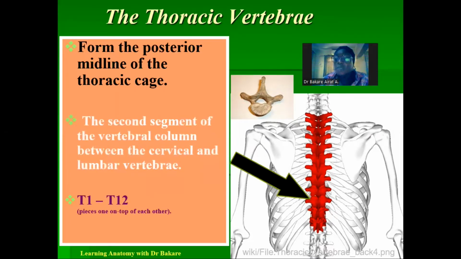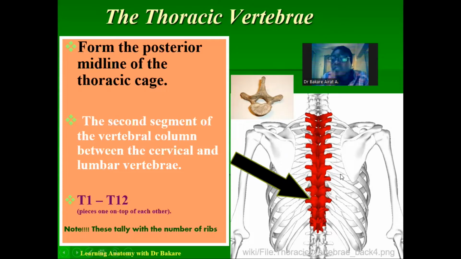All in all, we have a total of 12 thoracic vertebrae, from T1 to T12. And these are pieces of bones that are arranged one on top of each other. The number of thoracic vertebrae that we have corresponds to the number of ribs that we have. We know that we have 12 pairs of ribs. We have 12 on the right and 12 on the left.